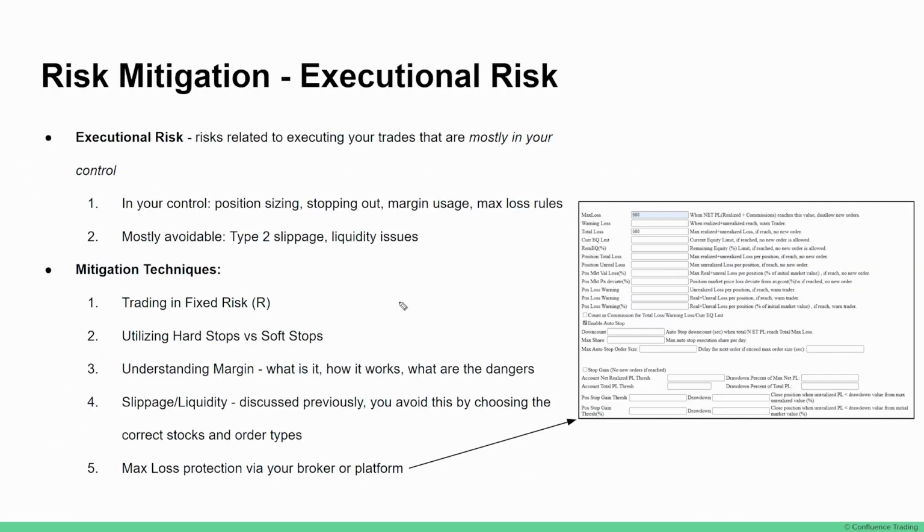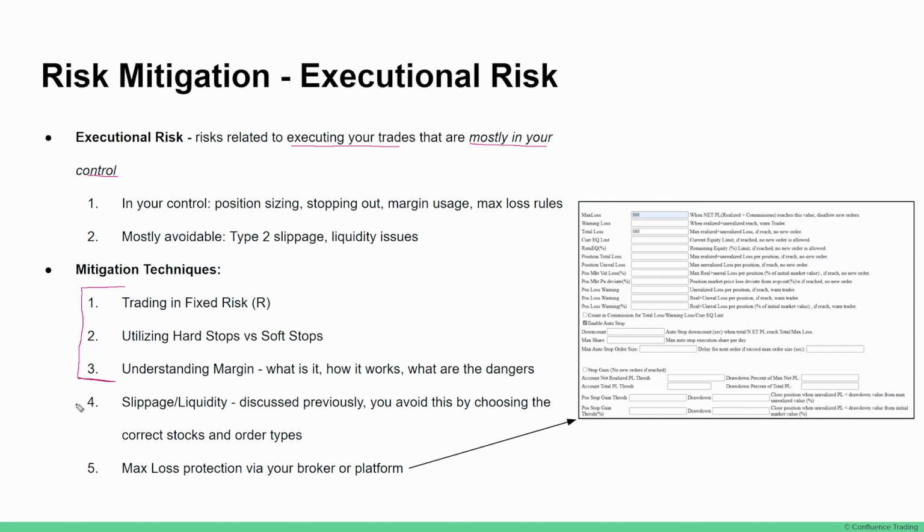Okay, so first let's talk about mitigating executional risk. These are risks that are related to actually executing your trades that are mostly in your control, right? So we mentioned things like the position size you take, when you stop out, whether or not you use margin, and then the avoidable items that we talked about in the previous lesson, like type 2 slippage or liquidity issues. So on the next few slides, I'm going to talk about a couple techniques such as trading in fixed risk, utilizing hard stops, and understanding margin.